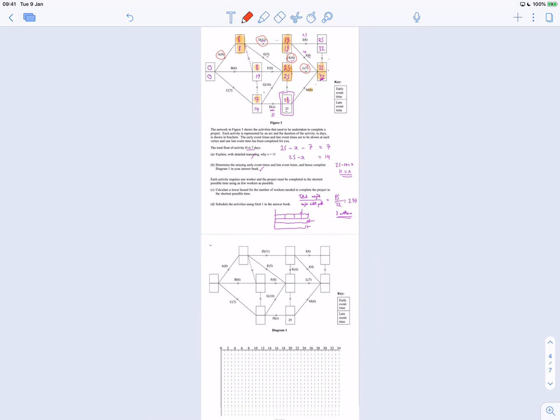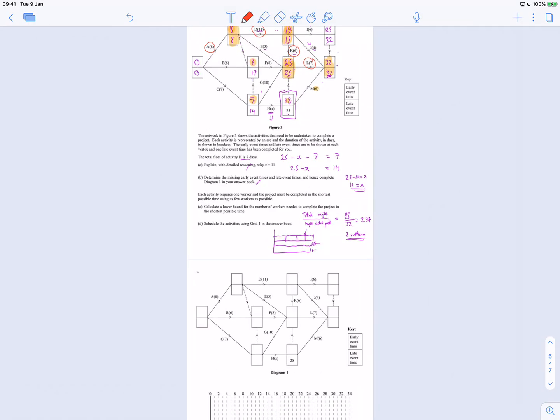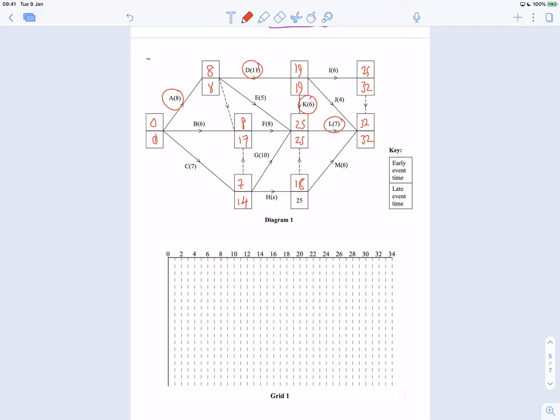Okay, so if I was to do that, I'll try and do it all in one go. Maybe I should have had A, D, K, and L there. Maybe I'll just copy this down. So 8, 8, 8, 17, 19, 19, 25, 32, 32, 32, 25, 25, 18, 7, 14, 0, 0. Okay, so 8 will start at 0 and goes up to 8. That is terrible. So this is A.